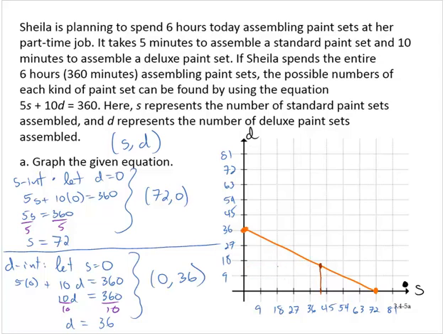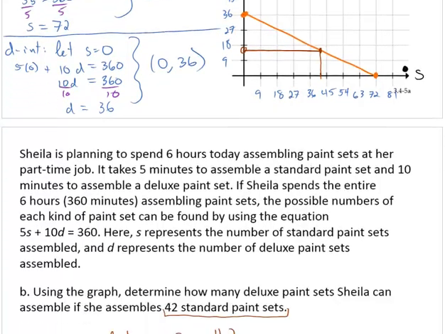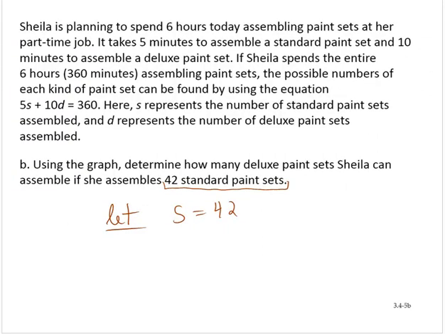15. Maybe a little bit more careful here, and let me actually use a ruler, a straight edge, to kind of mark that. And so it looks to be about 15. So using the graph, if we let s equal 42, this implies that d would equal 15. So according to the graph, Sheila can assemble 15 deluxe paint sets.